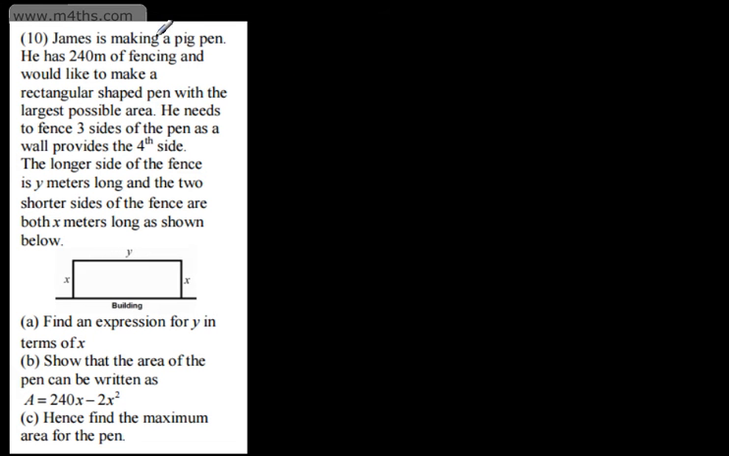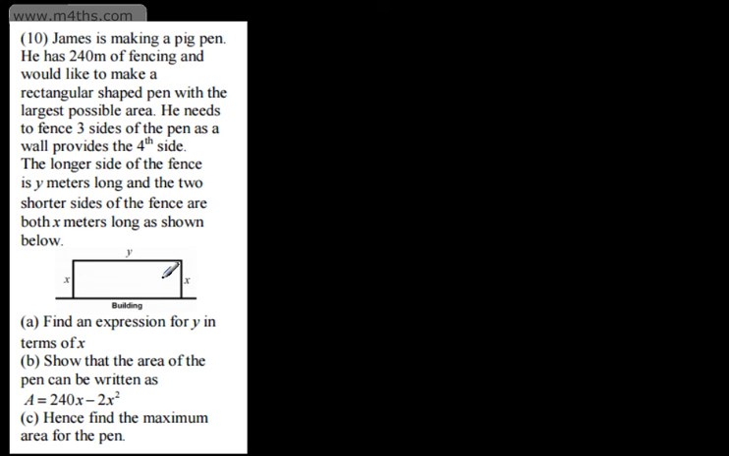He has 240 metres of fencing and would like to make a rectangular shaped pen with the largest possible area. He needs to fence 3 sides of the pen as a wall provides the 4th side. The longer side of the fence is y metres long and the 2 shorter sides of the fence are both x metres long as shown below. So we've got the building here which provides the wall. We've got x, y and x.